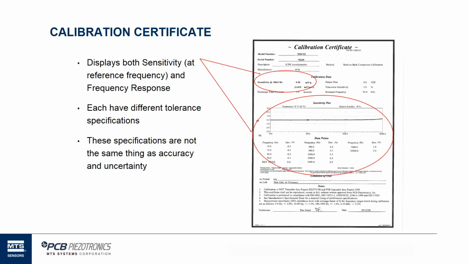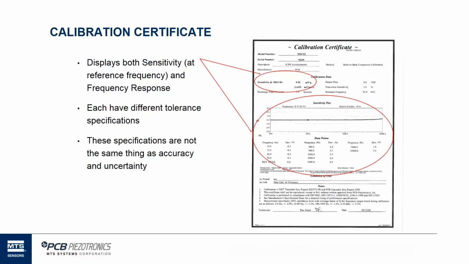And that sensitivity means the reference sensitivity, usually at 100 hertz, and if it's plus or minus 10%, it can be from 9 millivolts per G to 11 millivolts per G, and PCB is going to accept that, and it's going to be a passing calibration qualified for external use and shipping to a customer. 5% is going to be less than that. It's going to be 9.5 to 10.5, but that's what we mean by a reference sensitivity.